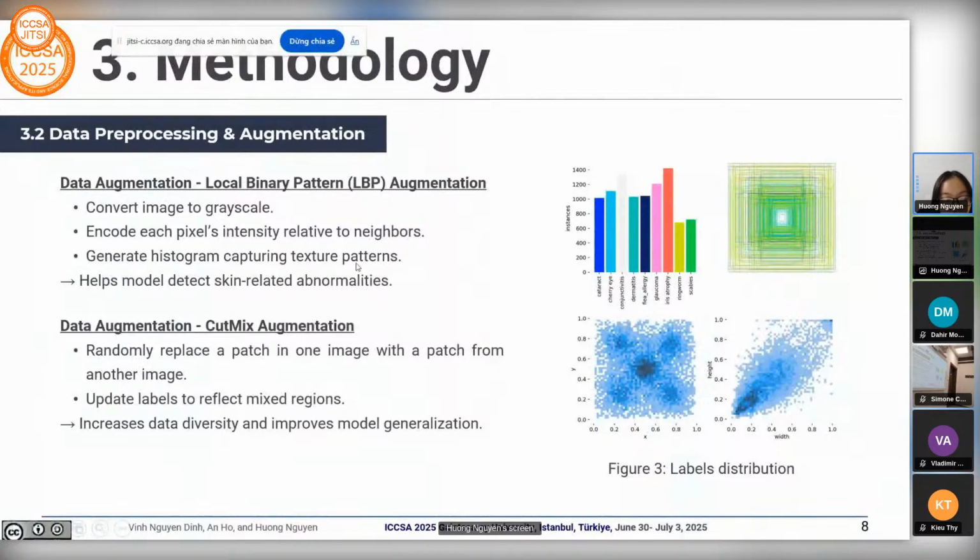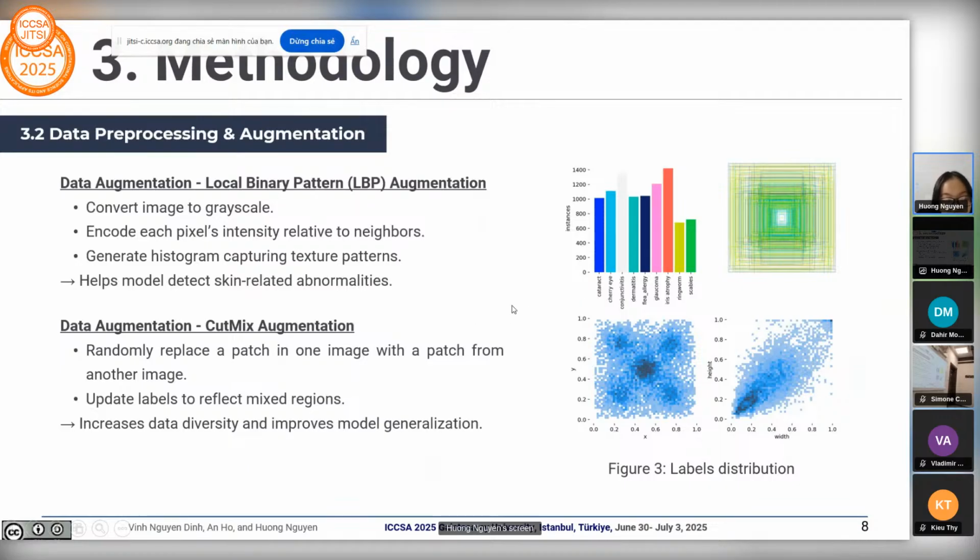About LBP, we convert the image into grayscale, and for every pixel, we encode its intensity relative to its neighbors. And this process generates a histogram that captures key texture patterns. And by doing so, the model became better at recognizing skin-related abnormalities, which often rely on fine-grained texture differences.